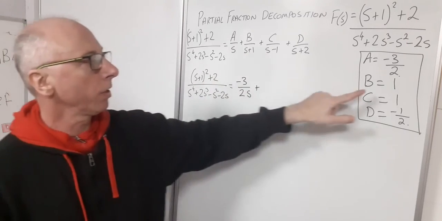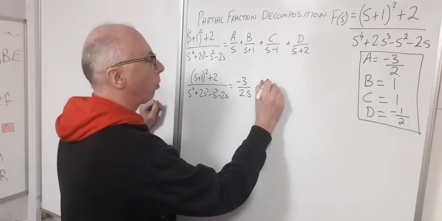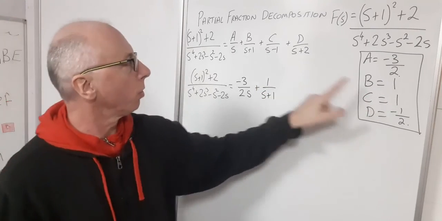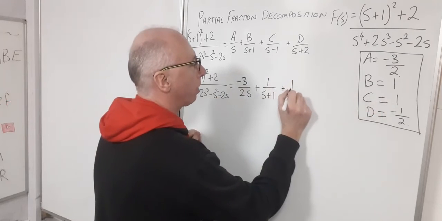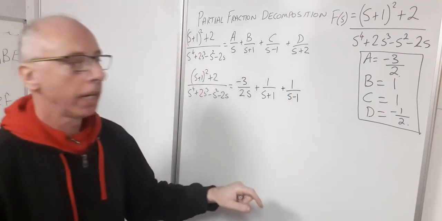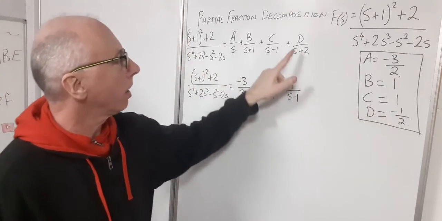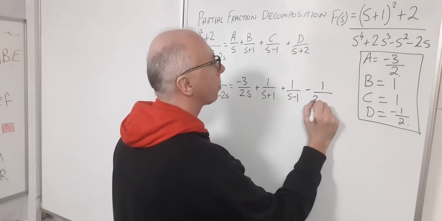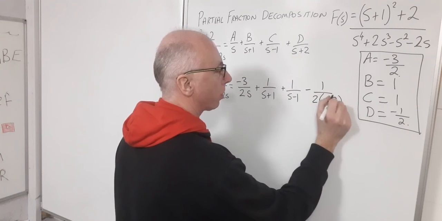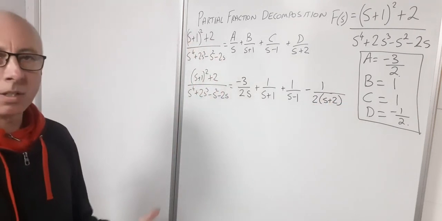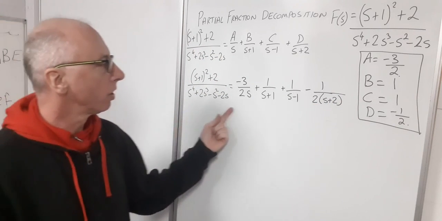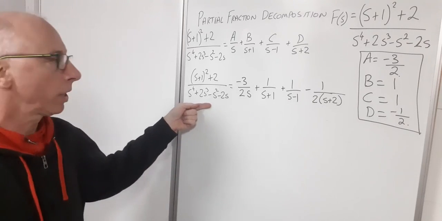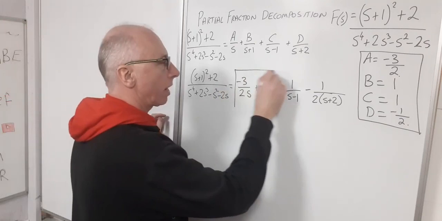B over S plus 1, that's just a 1. So now we can add 1 over S plus 1. C is also 1. So now we can add 1 over S minus 1. And then D is minus 1/2. So now we've got minus 1 over 2S plus 2. And that's the result of our partial fraction decomposition. If you were to expand that out again with common denominators, that's what you would end up with. Okay, so that's our result.